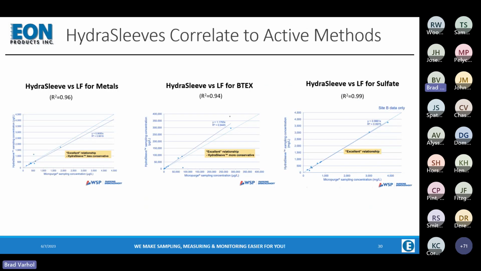Here are some comparative data charts that have been collected. I don't need to explain how the charts work anymore, but if you look for metals, in this particular case by WSP Parsons Brinckerhoff, we have a 0.96 R squared, a 0.94 for BTEX, and inorganic sulfate 0.99.